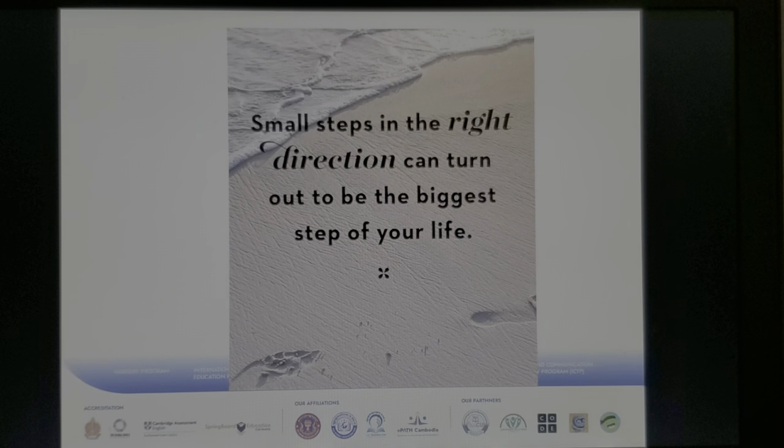So that is the end of the test. But before I finish the lesson, I also have a small quote. Small steps in the right direction can turn out to be the biggest step of your life.